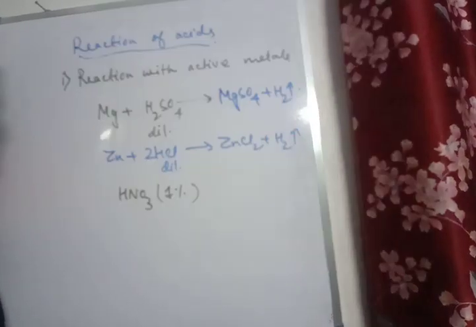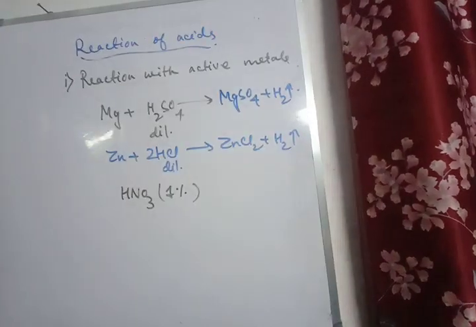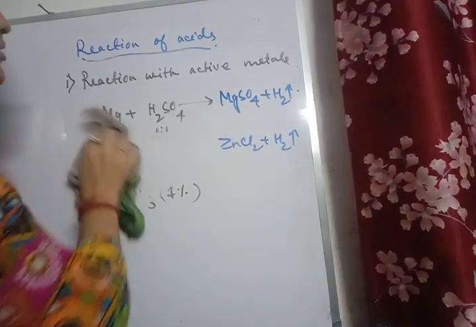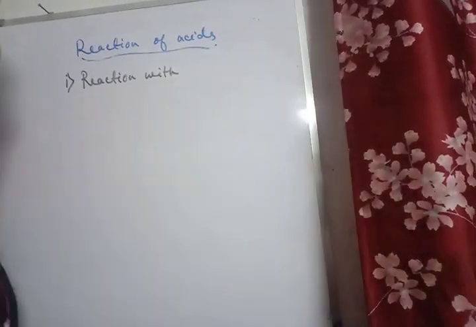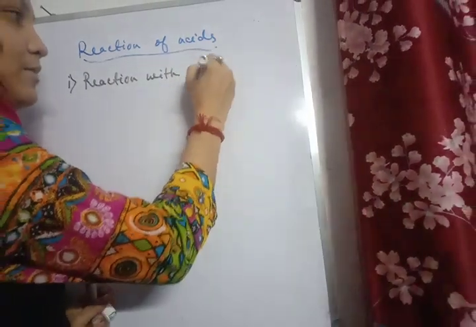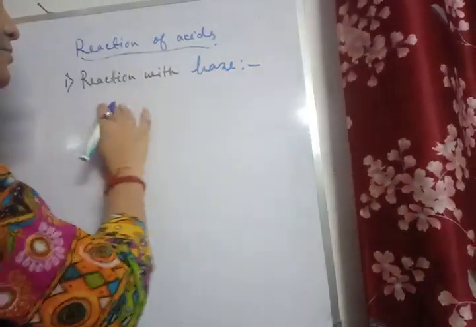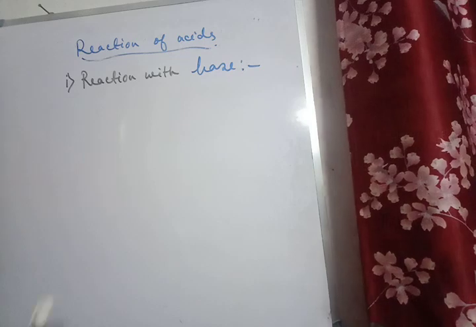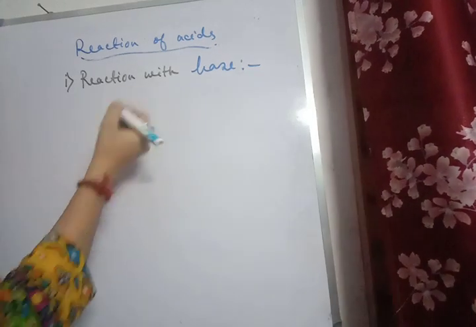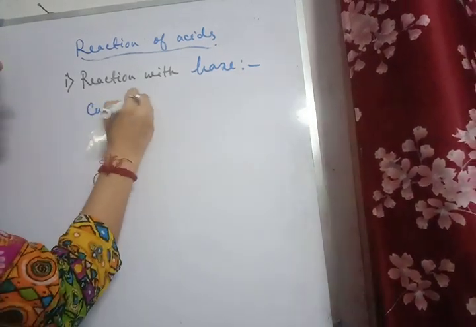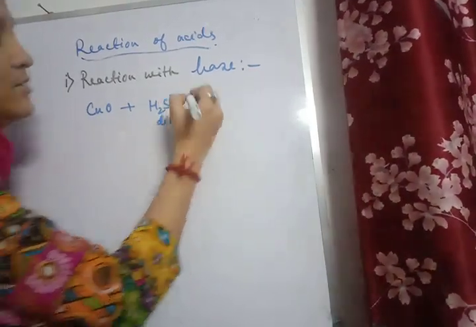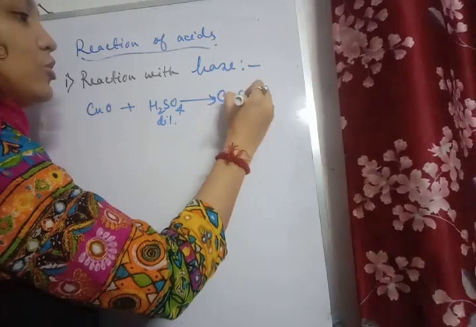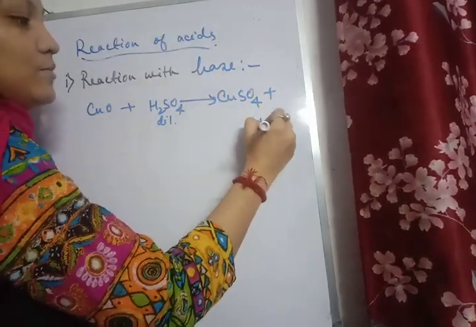Okay. Next, we have reaction with base or alkali. Reaction with base basically, because alkali is also a base. This reaction is also a property of only dilute acids and not concentrated acids. For example, copper oxide plus dilute H2SO4 will be forming copper sulfate, salt, and water.